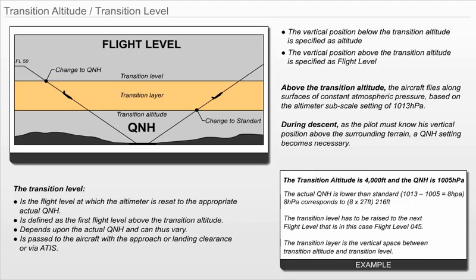The transition layer is the vertical space between transition altitude and transition level. However, the transition layer is operationally insignificant.